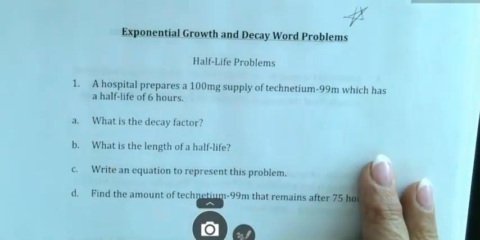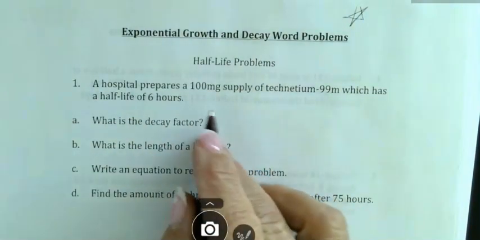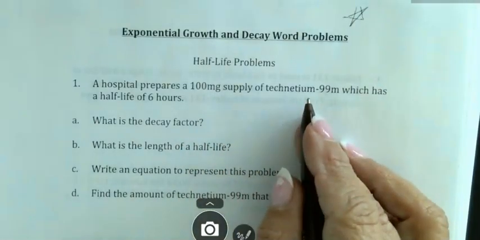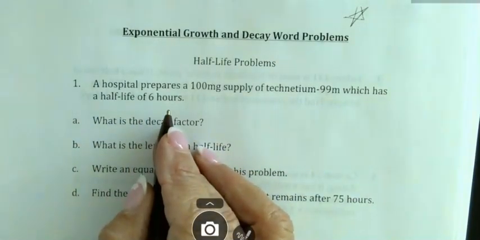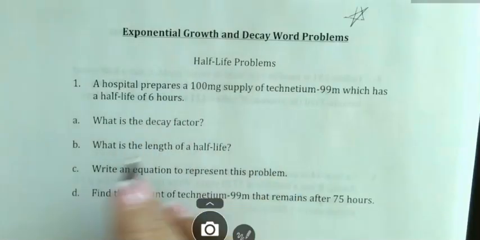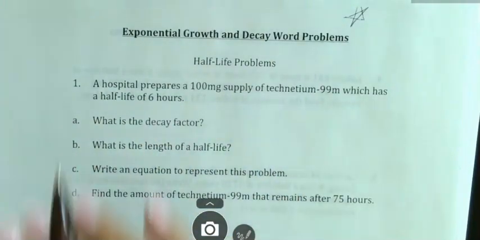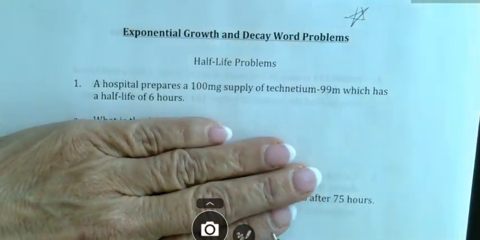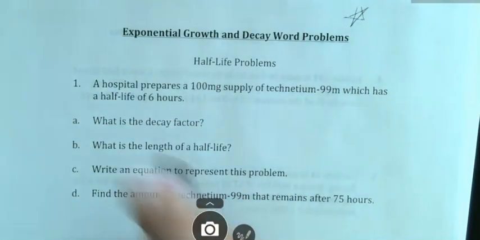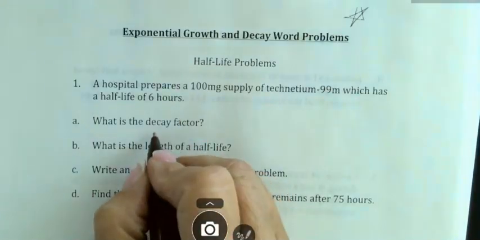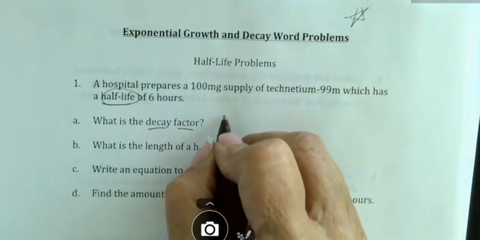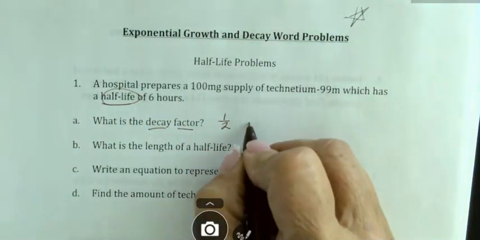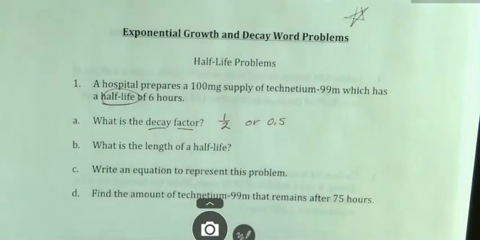Okay, so let's just look at the first problem that we're going to have. It says a hospital prepares 100 milligram sample or supply of technetium 99, which has a half-life of 6 hours. So when we look at it, you're not always going to be given these A, B, C, D. Typically it'll just be, there's the problem and they want the final answer. But this one is going to take it through steps. So the first thing that it asks is, what is the decay factor? Well, we are talking about a half-life, so our decay factor would be 1/2, or again 0.5.